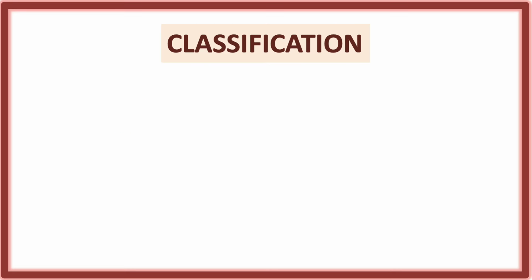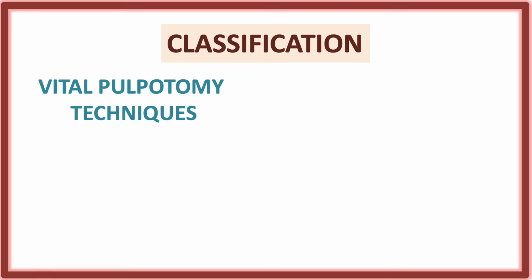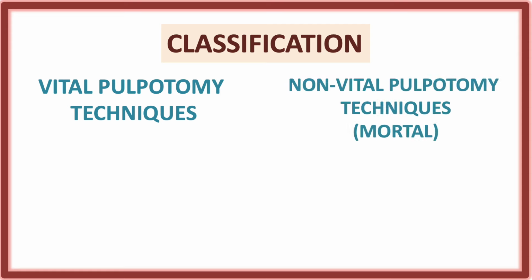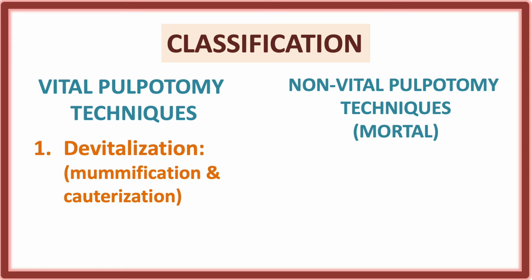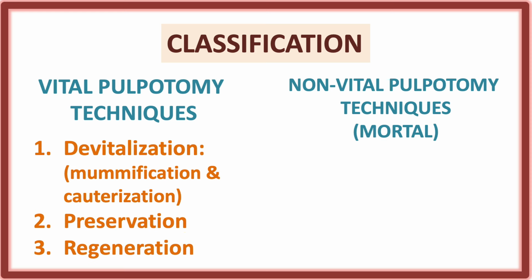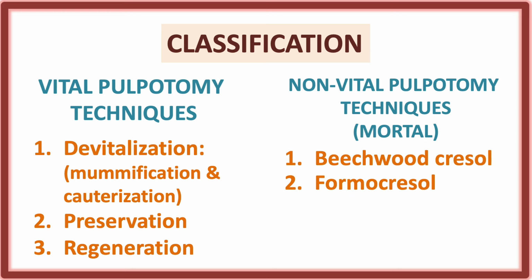Now the classification: we have two types of pulpotomy, vital and non-vital. In vital, we have devitalization, under which we have mummification and cauterization. Then we have preservation and regeneration. Under non-vital or mortal, we have Buckley's formocresol, and formocresol was already discussed in part 1.